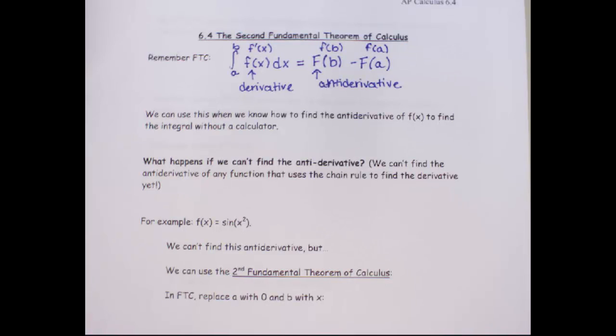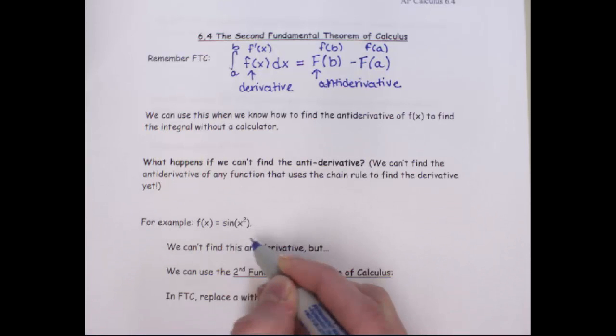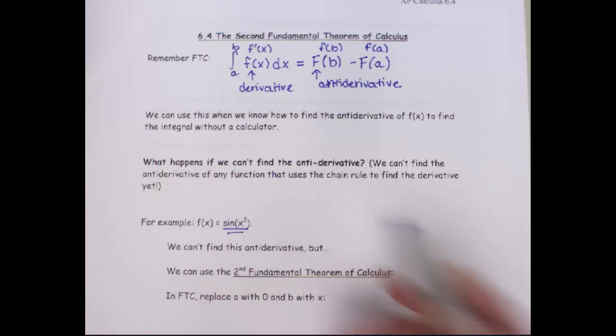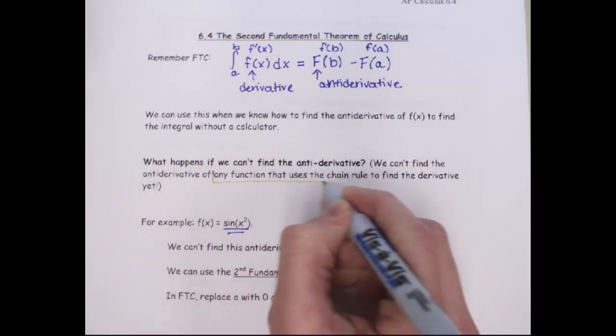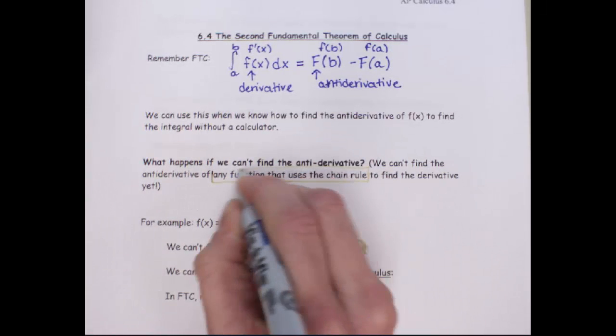The fundamental theorem is helpful. We can use it to find the value of a function without actually having a calculator. So, what can we do if we're given an equation where there is no antiderivative formula? If you look down here, sine of x squared, and it says above, we can't find the antiderivative of any function that uses the chain rule to find the derivative.